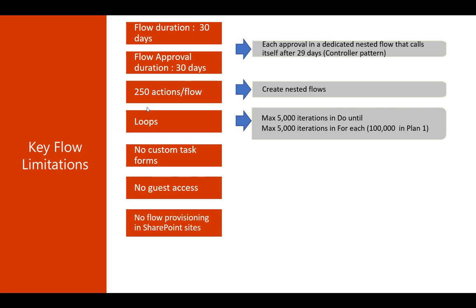Also, there's no flow provisioning in a SharePoint site. That means when you provision a SharePoint site, you might expect some flow to already be running and associated with your SharePoint list or SharePoint document library. So there's no easy way to achieve that in Flow. And the last one, there's no state machine. In the next slide, I will explain what a state machine is. But the good news is the controller pattern that I mentioned before can also be used to implement a state machine.